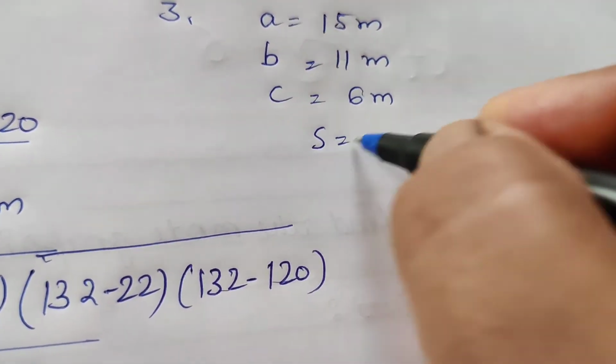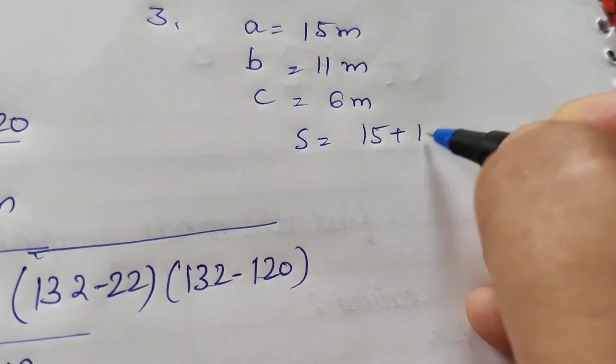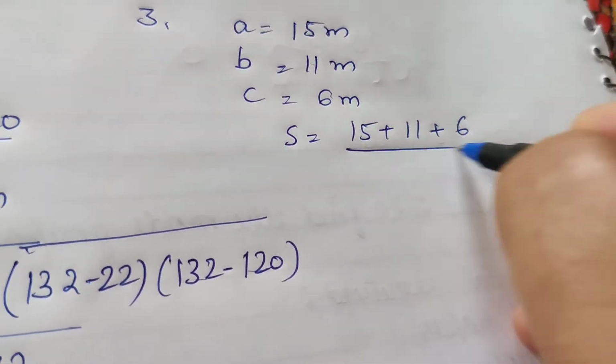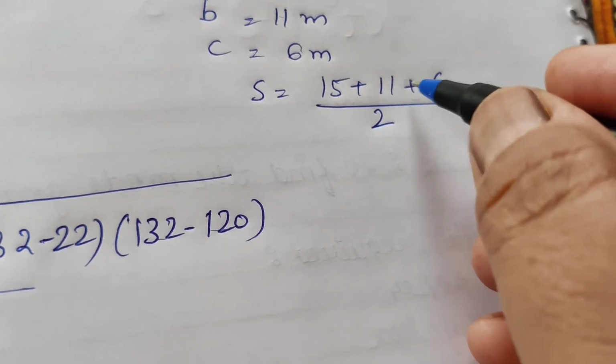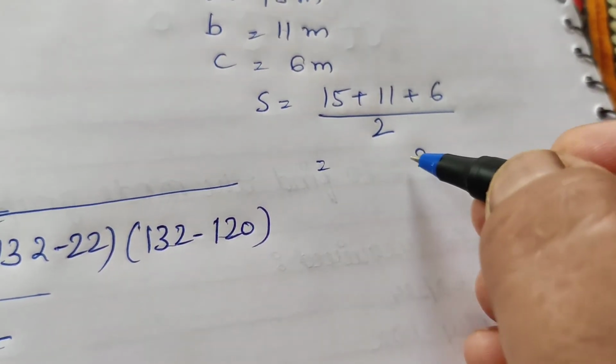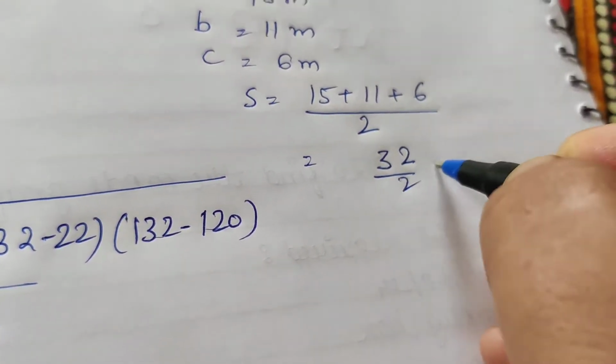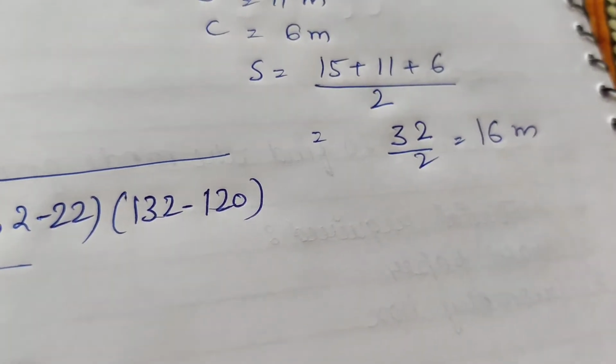Now first we have to find the semi-perimeter. 15 plus 11 plus 6 by 2. 6 plus 1 plus 5 is 12, 1 carry, 32 by 2 is 16 meter. Okay.